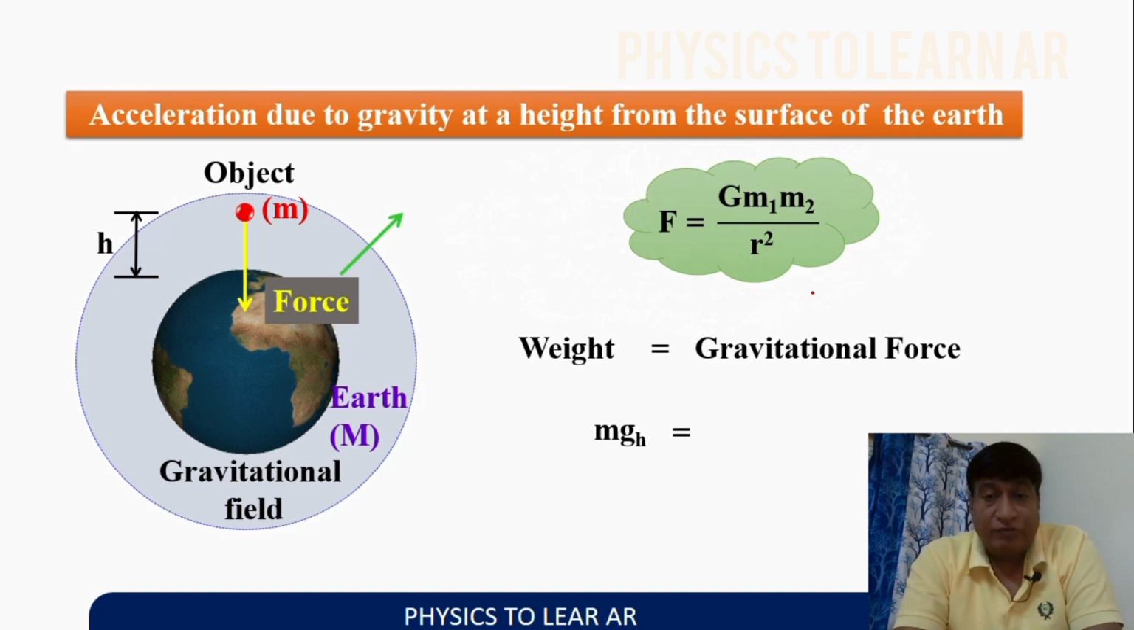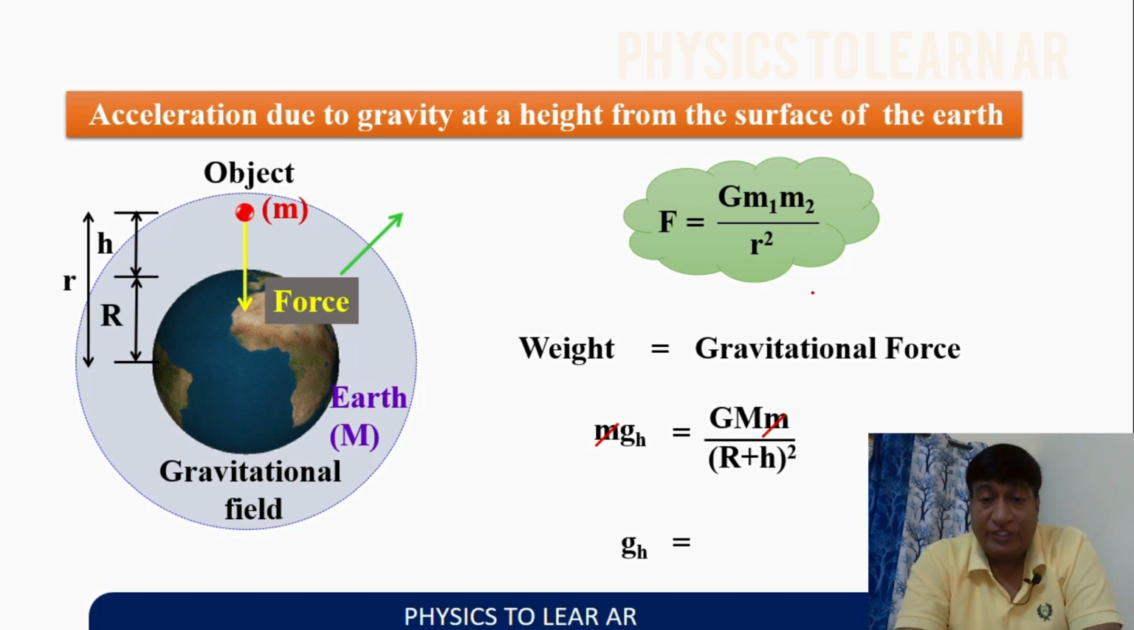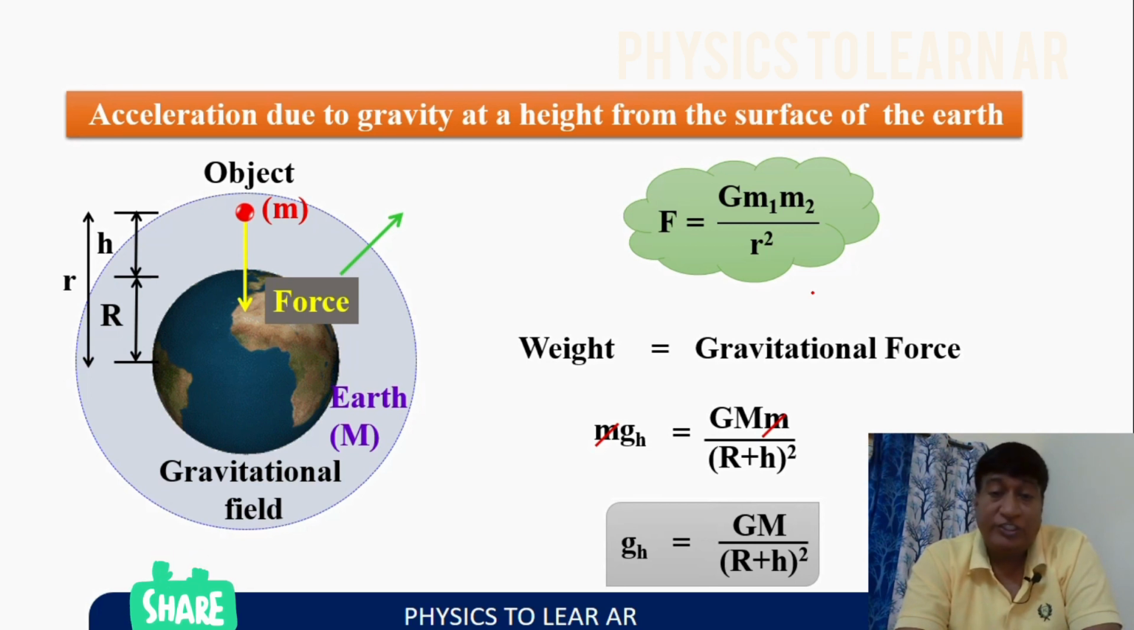So the gravitational force, for its formula we know, F is equal to G m1 m2 by r square. So r value is nothing but R plus h, where capital R represents the radius of the earth. With the help of that, m can get cancelled. So which we can write as g_h is equal to G M by (R plus h) whole square. So this is the acceleration due to gravity at a certain height, g_h.